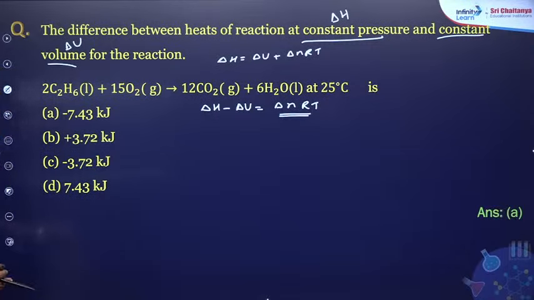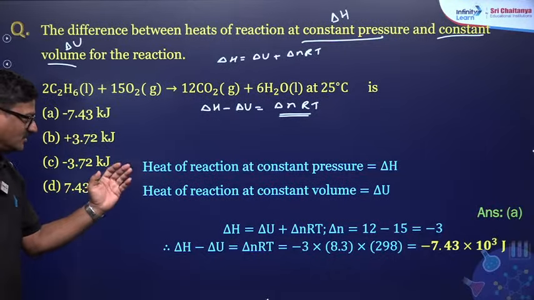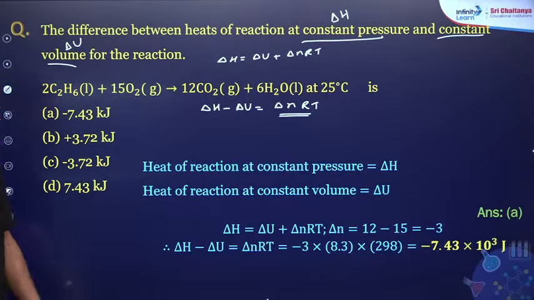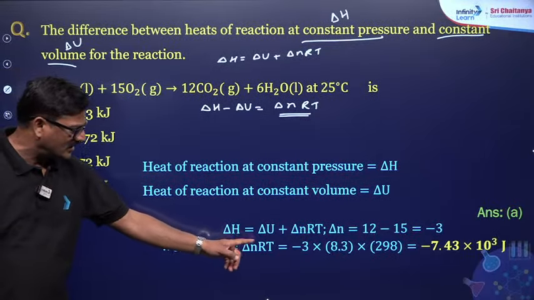Are you getting or not, my dear children? Now I want to say the answer is A. For the reaction at constant pressure, delta H, for the reaction at constant volume, delta U. Delta H minus delta U is equal to delta nRT.